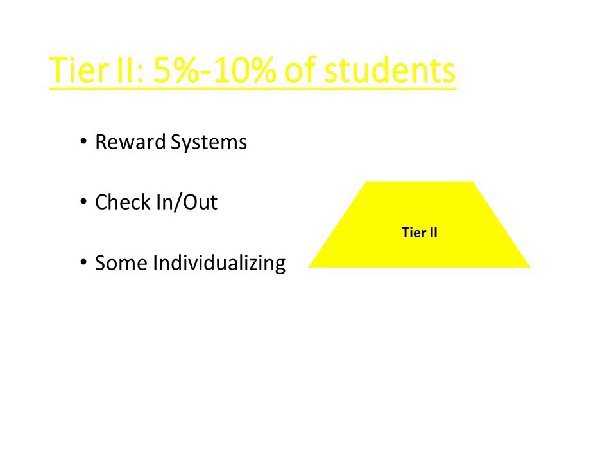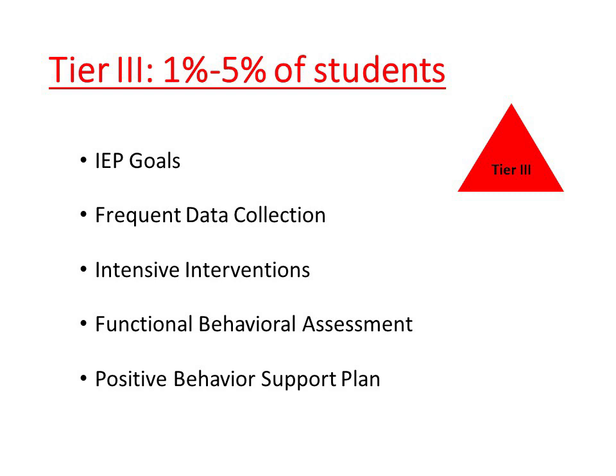Tier 2 is 5 to 10% of the student population. These are students that may need a little more support than just the general classroom management. They may need reward systems, possibly a check in and out, and a little bit of individualization. Tier 3 is your 1 to 5% of your student population. These are your students with IEPs. They require frequent data collection, intensive interventions, possibly a functional behavior assessment, and positive behavior support plans.